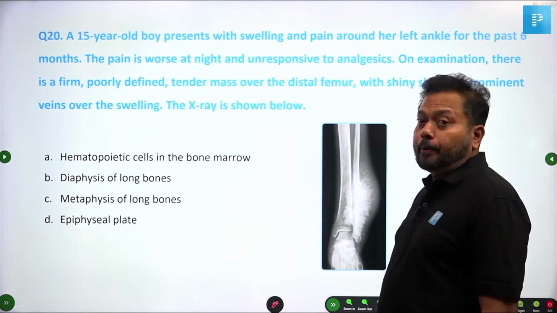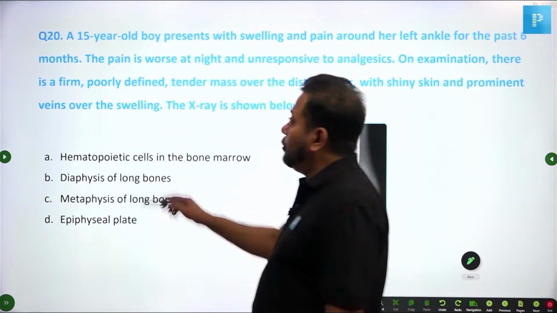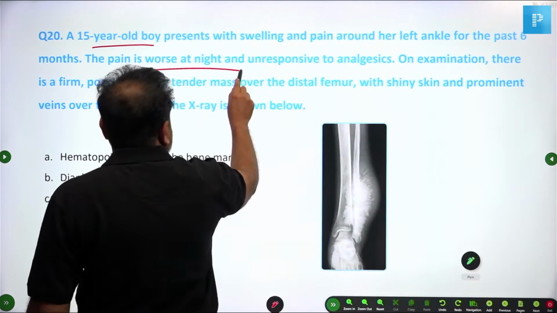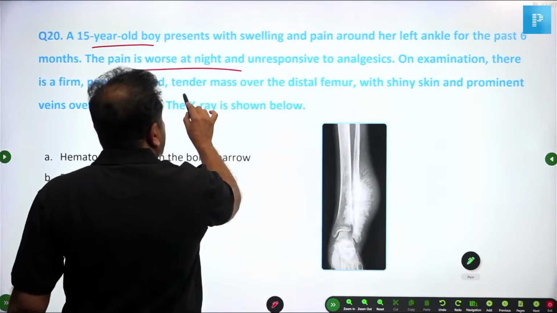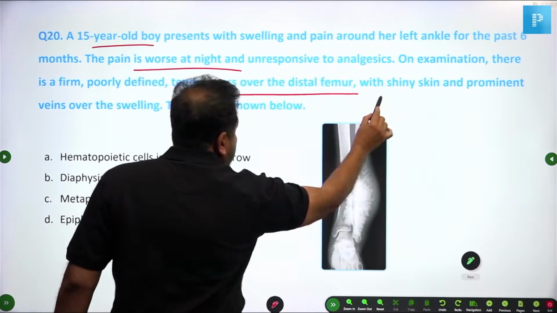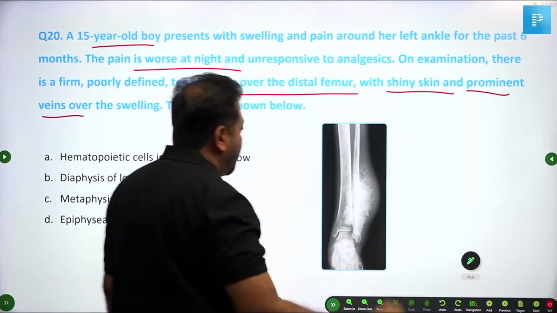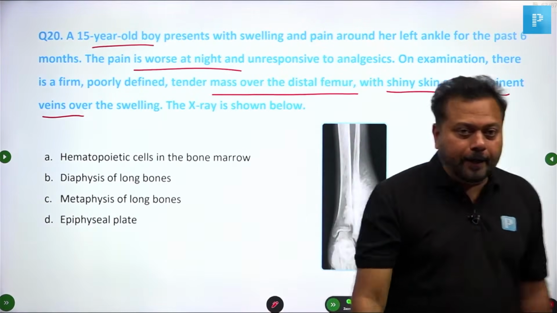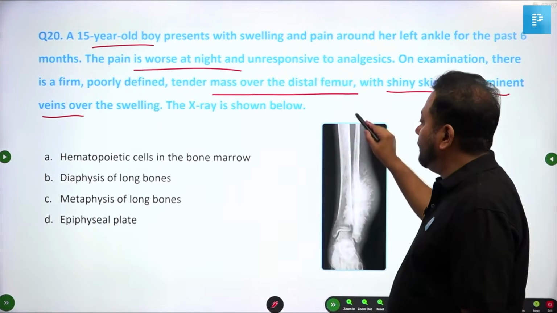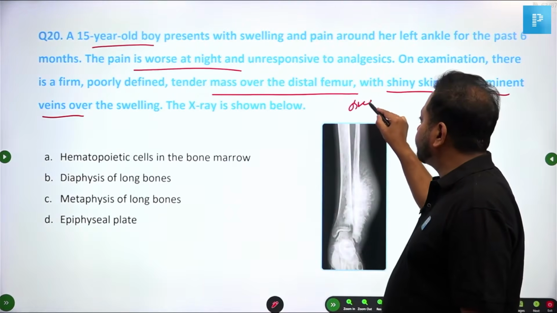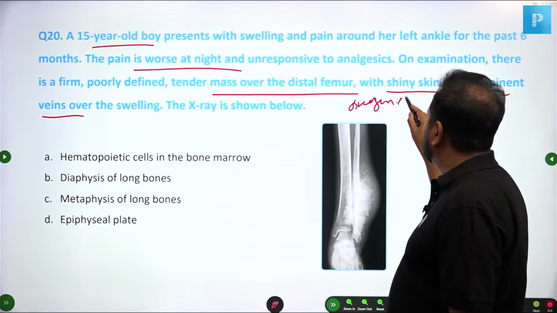The X-ray is shown below. So obviously a 15-year-old boy, pain worse at night, and tenderness, mass over the distal femur, shiny skin, prominent vein, and swelling. The diagnosis should be osteogenic sarcoma.